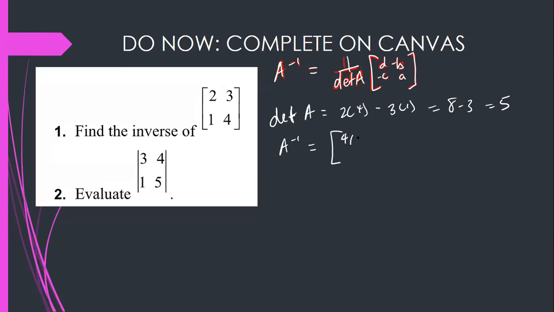So 4 divided by 5, negative 3 divided by 5, negative 1 divided by 5, and 2 divided by 5. And you can leave it as fractions, or you can convert them to decimals. And as decimals, you're working with 8/10, negative 6/10, negative 2/10, and 4/10.